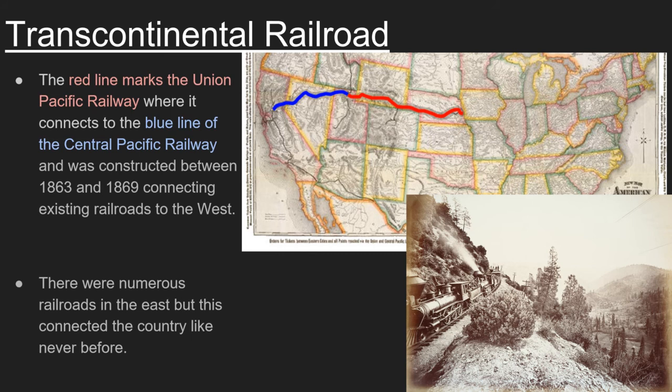So, the Transcontinental Railroad. You see the red line marks the Union Pacific, where it connects to the blue line of the Central Pacific Railway. It was constructed between 1863 and 1869, so that's after the Civil War. This was a railroad to connect the western populations in California, that were big there mostly because of mining and the gold rush, to much of the populations in the east. You see this line doesn't go all the way to the east. That's because where that red line ends, there were lots of railroads at this time throughout the eastern part of the United States. So they just needed one to connect everything in the east to California out there in the west.